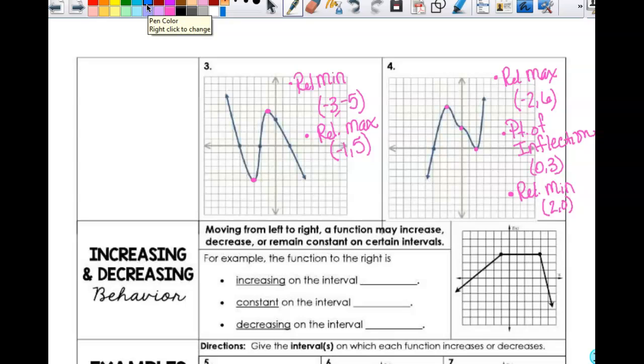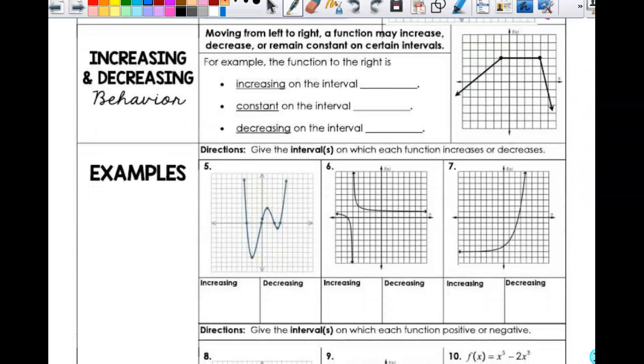Okie dokie. So now let's talk about increasing and decreasing. Before we even look at this, when we write intervals, the only time you put y values in your intervals is when you're talking about range. Everything else you do interval-wise is all domain stuff. It's all x's, okay? You're going to have to remind yourself of this, because you'll want to do weird things sometimes.